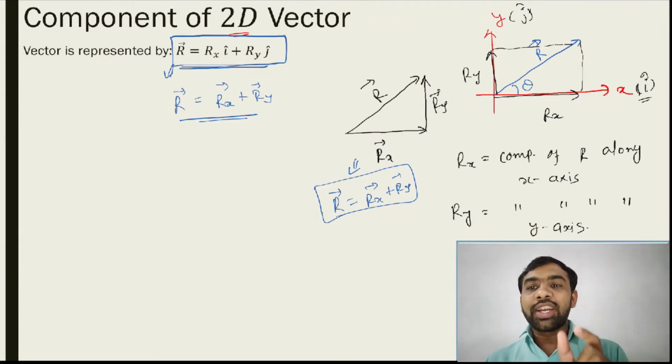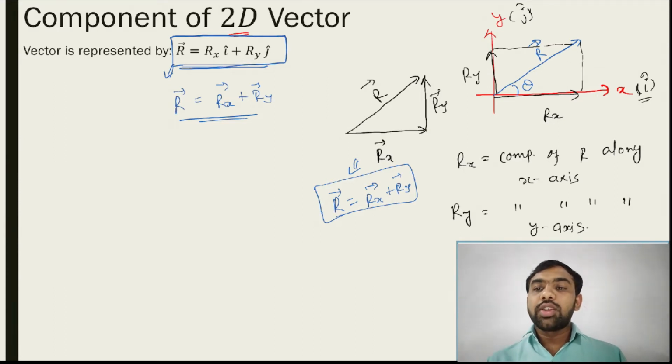Rx means the magnitude of the component of r along the x axis, and Ry means the magnitude of the component of r along the y axis. i and j represent unit vectors, meaning i and j give the direction. i means along the x axis, j means along the y axis. So this is a simple representation of this one.